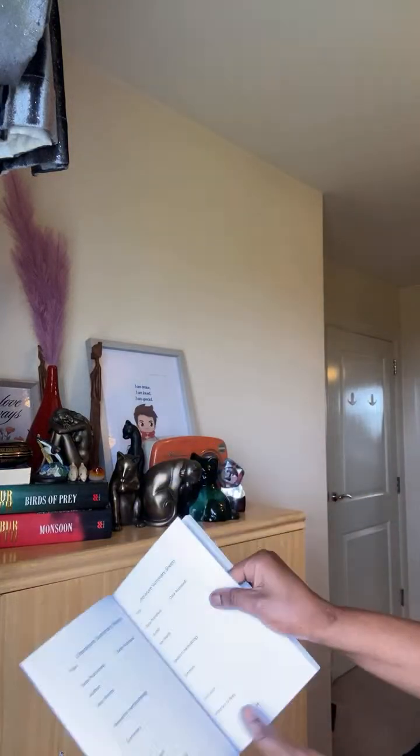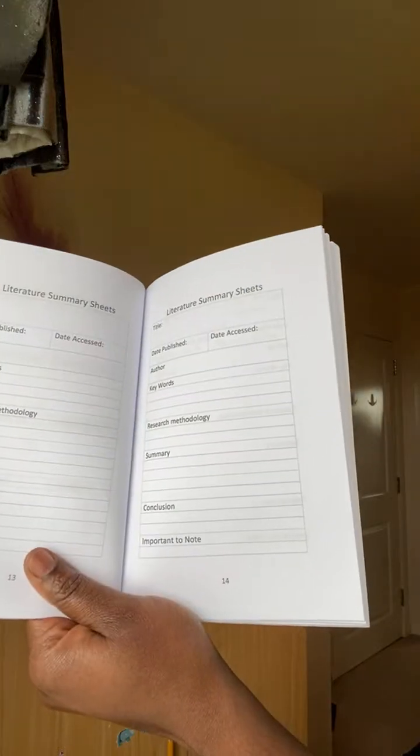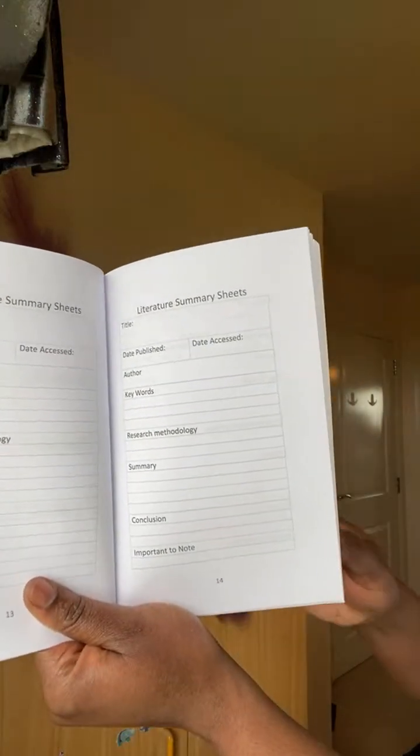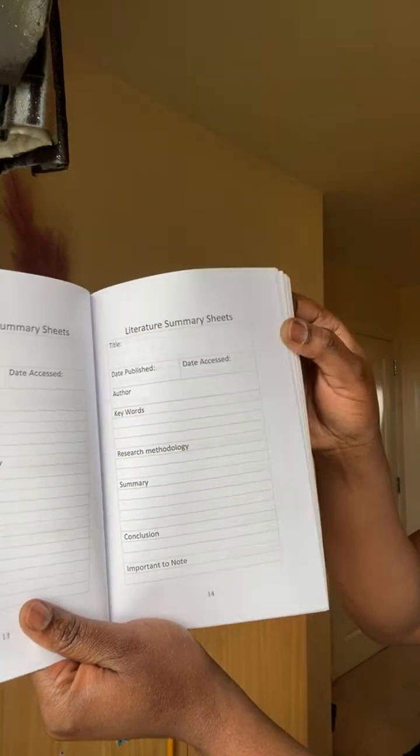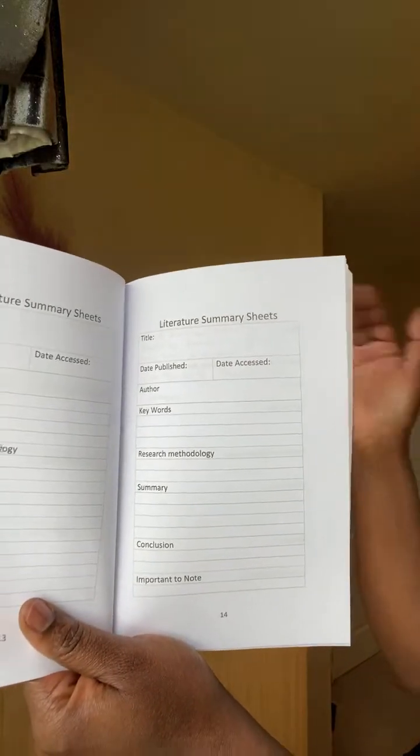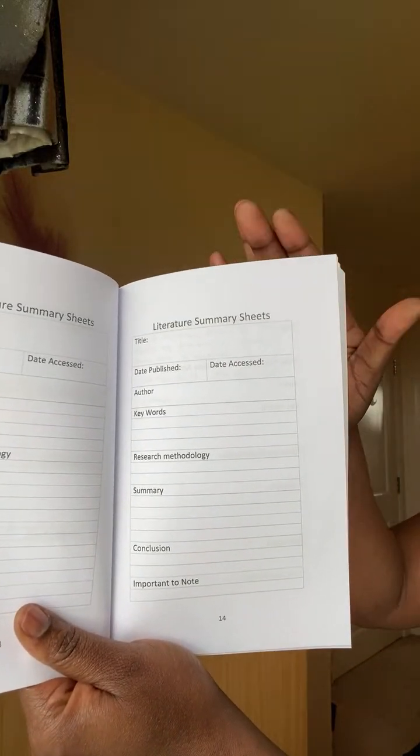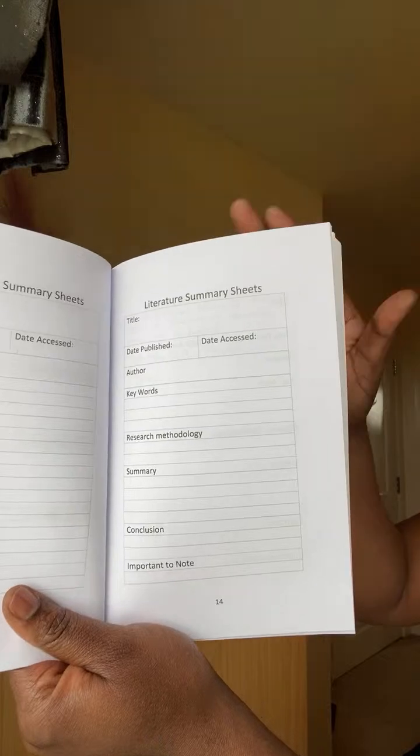Moving on to the next one, guys. Before you start writing your dissertation, you want to read a lot of literature. So guys, you can take an A4 paper and draw your line like this. If you are summarizing every paper you read, it makes your literature review very, very easy.